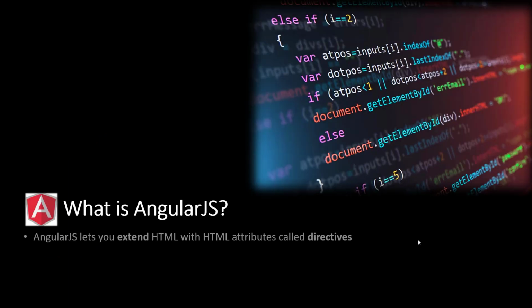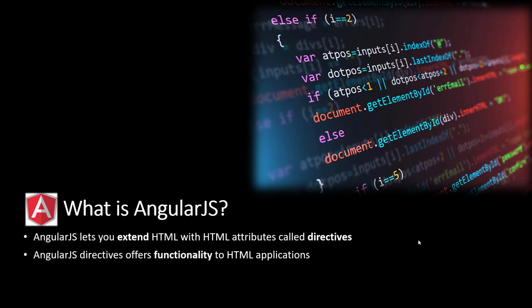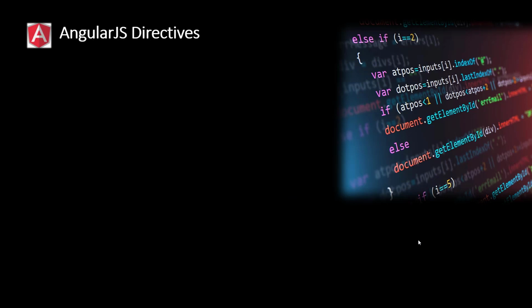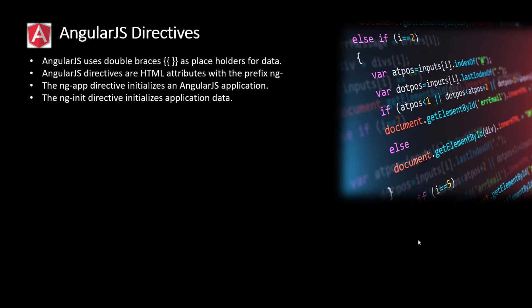What's AngularJS? AngularJS lets you extend HTML with HTML attributes called directives. AngularJS directives offer functionality to HTML applications. AngularJS provides built-in directives and user-defined directives. AngularJS directives. AngularJS uses double braces as placeholders for data. AngularJS directives are HTML attributes with the prefix ng. The ng-app directive initializes an AngularJS application, and the ng-init directive initializes application data.